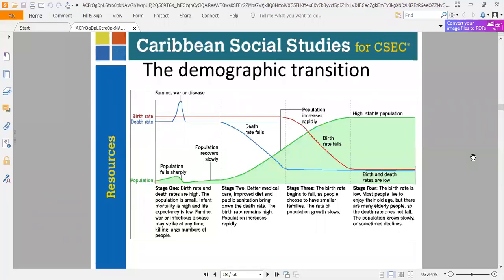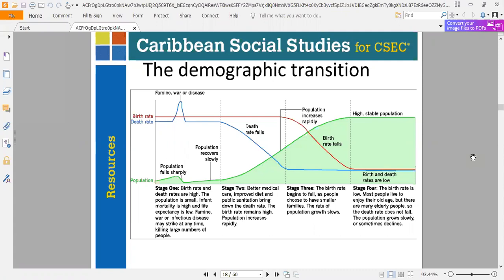So what this is indicating is that there are several factors which may affect the population of a country or of an area, right? The population of an area will be affected by birth rate, death rate, and of course, migration, right? And migration comes in two forms, emigration and immigration.